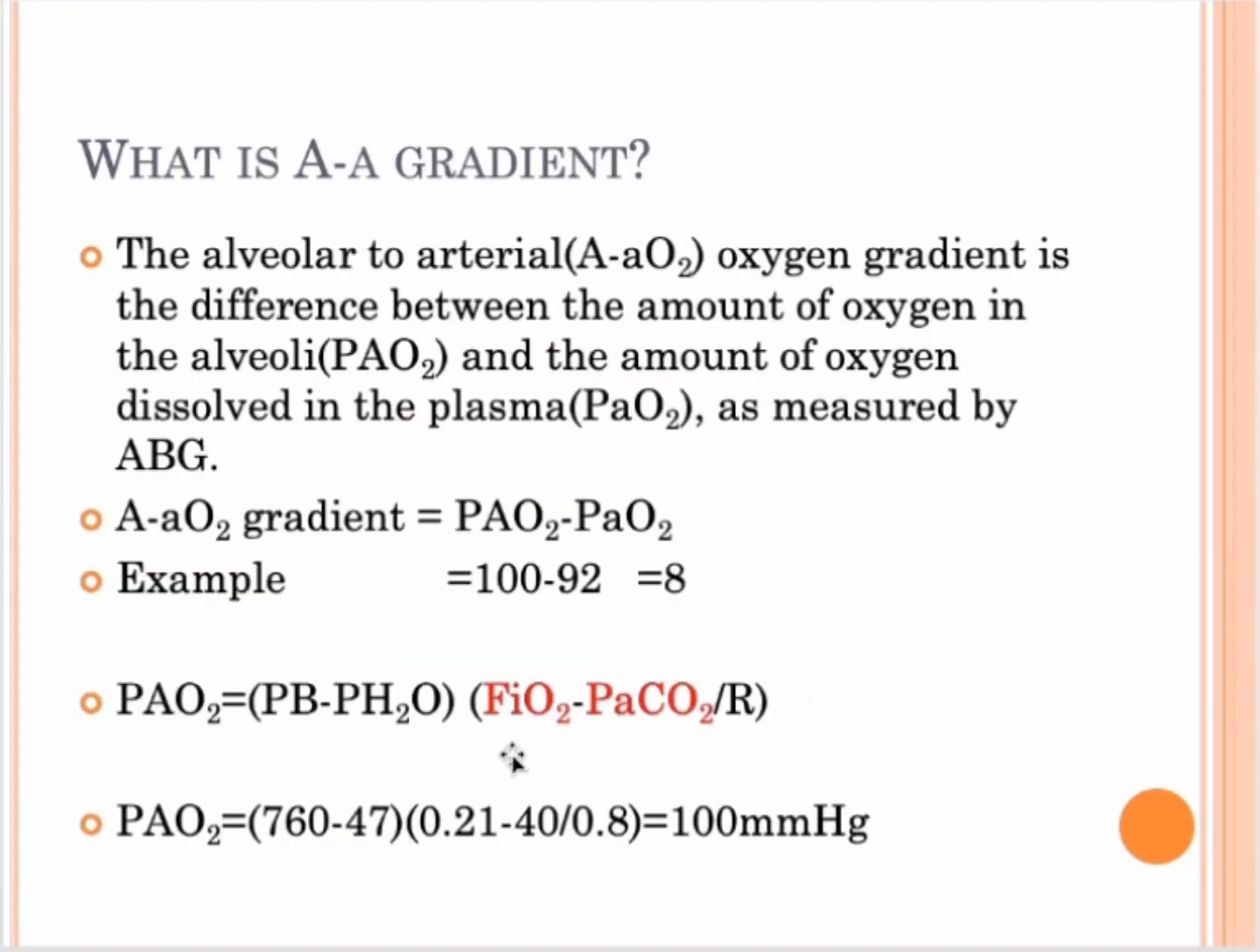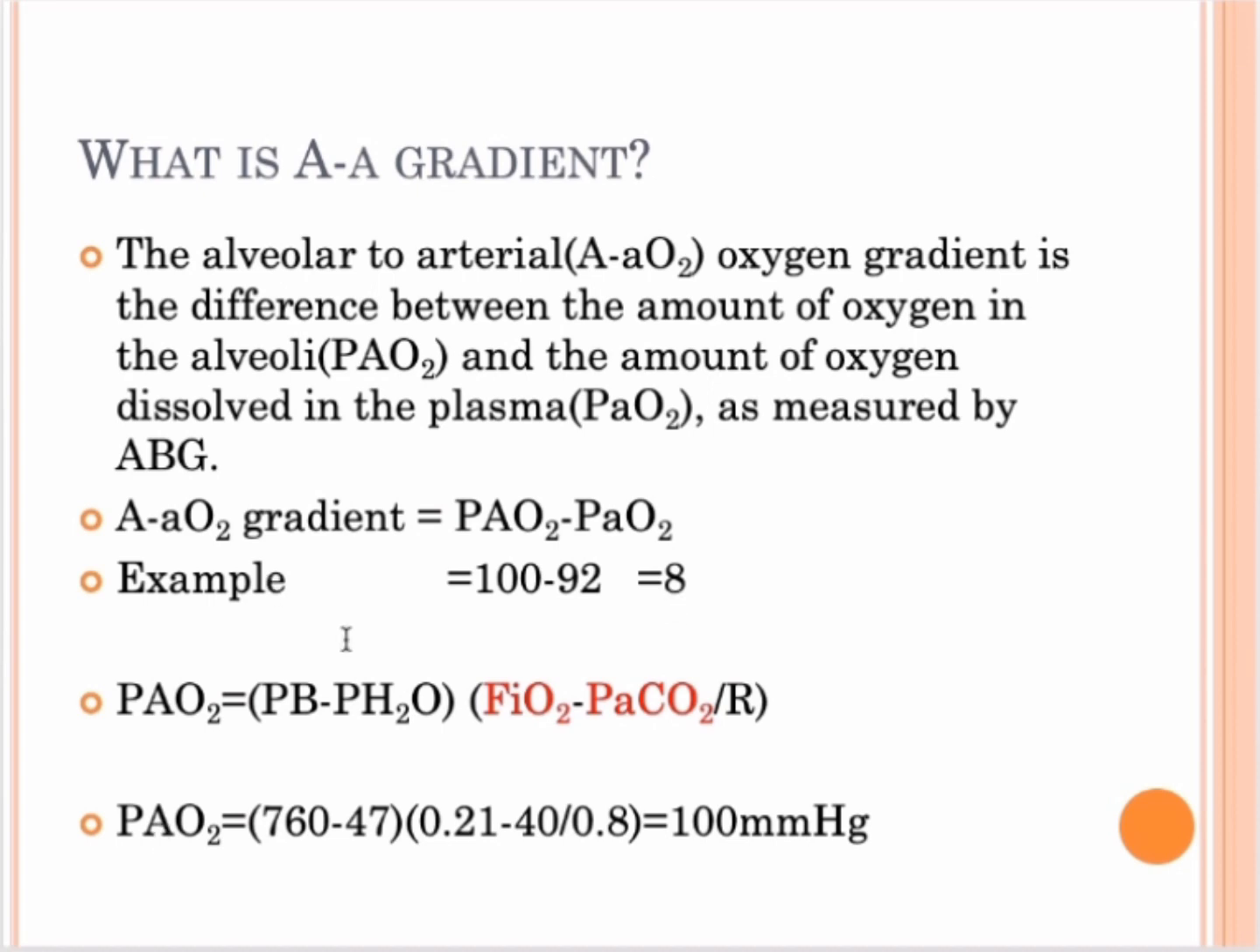So what is AA gradient? This is the alveolar-arterial oxygen gradient, the difference between the amount of oxygen in the alveoli and the amount of oxygen dissolved in the plasma, that is arterial oxygen, measured by blood gas. So AA gradient is calculated as PAO2, that is alveolar oxygen, minus PaO2, arterial oxygenation. For example, if PAO2 is 100 and PaO2 is 92, the AA gradient is 8, that is normal. Less than 25 is a normal AA gradient for most adult patients in the ICU.